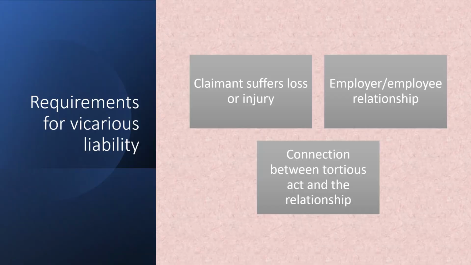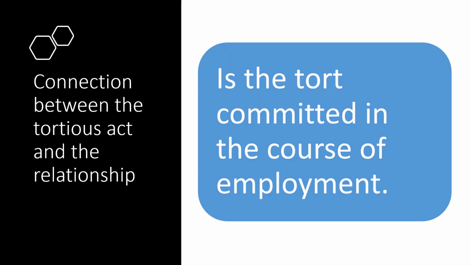And of course, what we need to do next then is consider, once we've established the employment status, now they do need to be an employee or have quasi-employment. We then need to see, is there a connection between what they did, so the negligent act or omission or the negligent misstatement, and then the relationship between, are they doing it at the time, essentially. So the question is, is there a connection between the act and the relationship, or is the tort committed in the course of employment? So they're doing the job at the time.